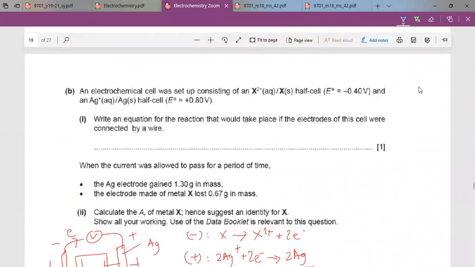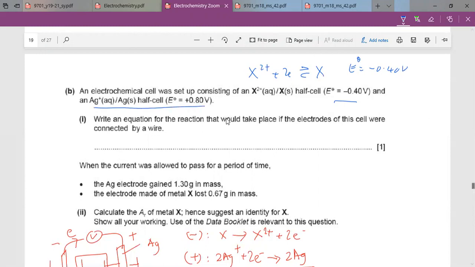I'm looking at time. An electrochemical cell was set up on this one here, X2+ / X half cell. They give you this voltage here, which means this is X2+ + 2e. Remember the reduction form, X, the E standard equals minus 0.4. They must give this, why? Because otherwise you cannot determine the poles. So silver again is written in the reduction form.